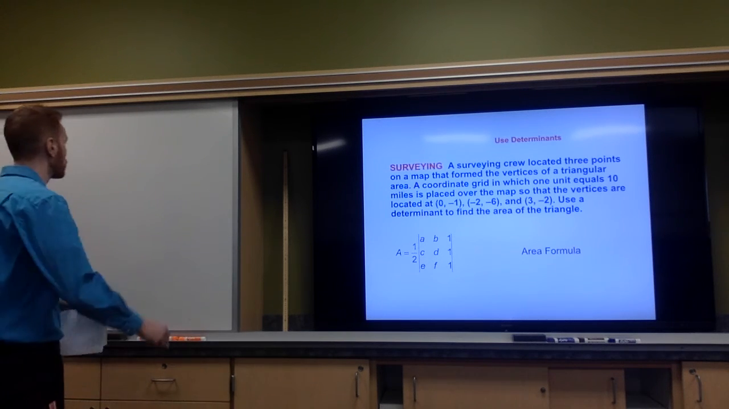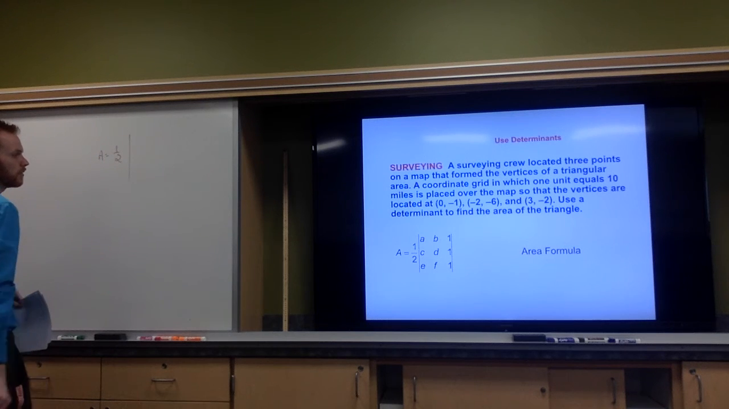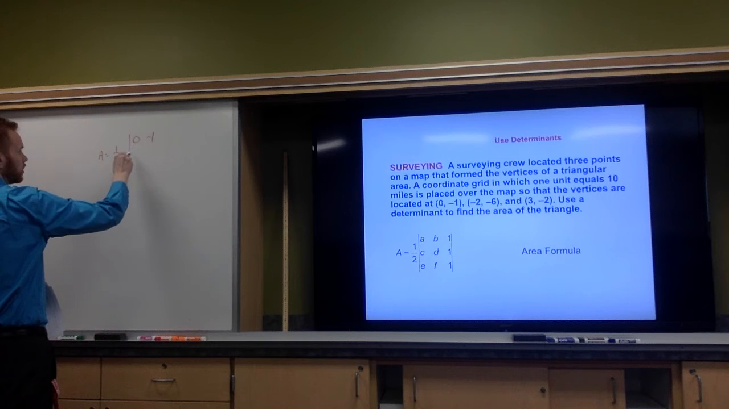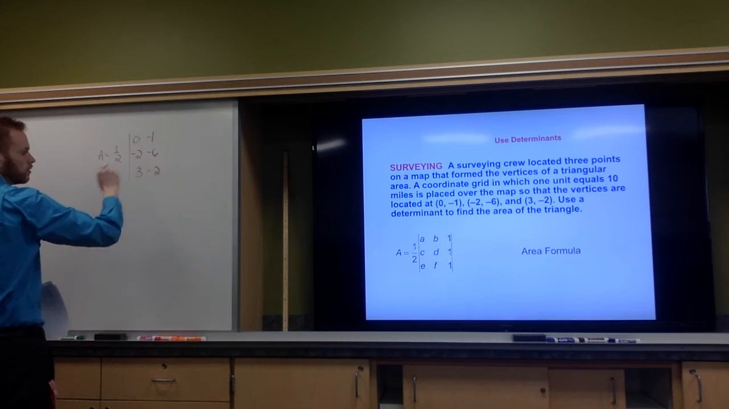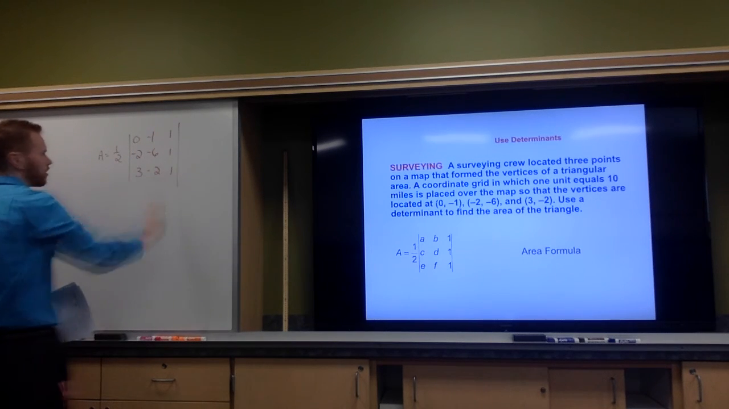Okay, so area is equal to half of the determinant of what we got here. So that's going to be what? 0, negative 1, negative 2, negative 6, 3, negative 2. And then, like I said, the last column looks like a placeholder in a way. They're all ones there.